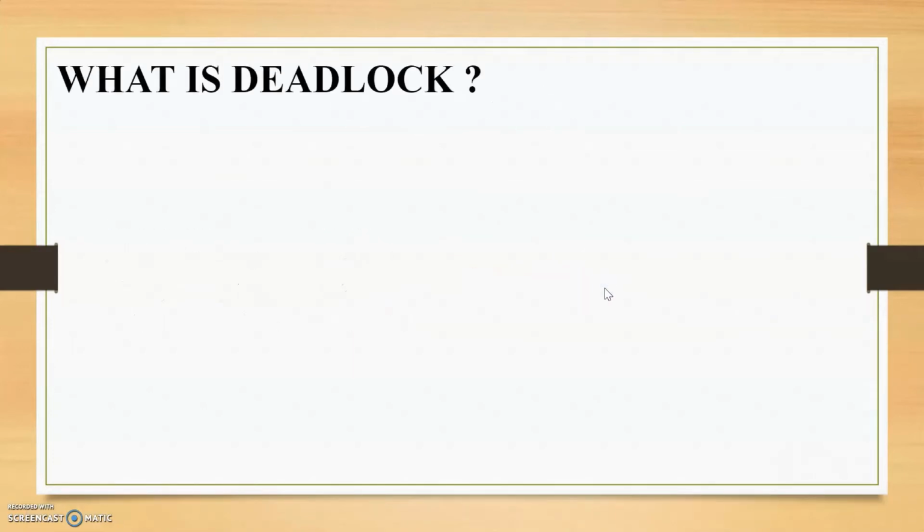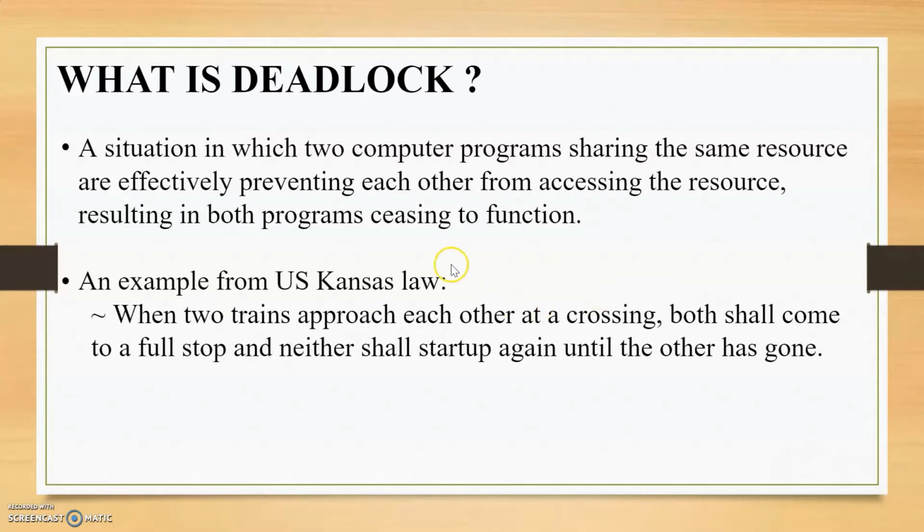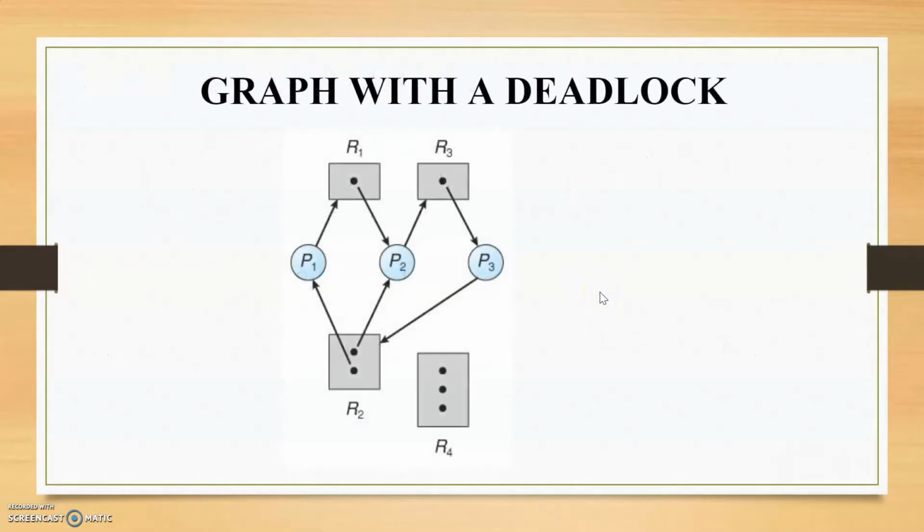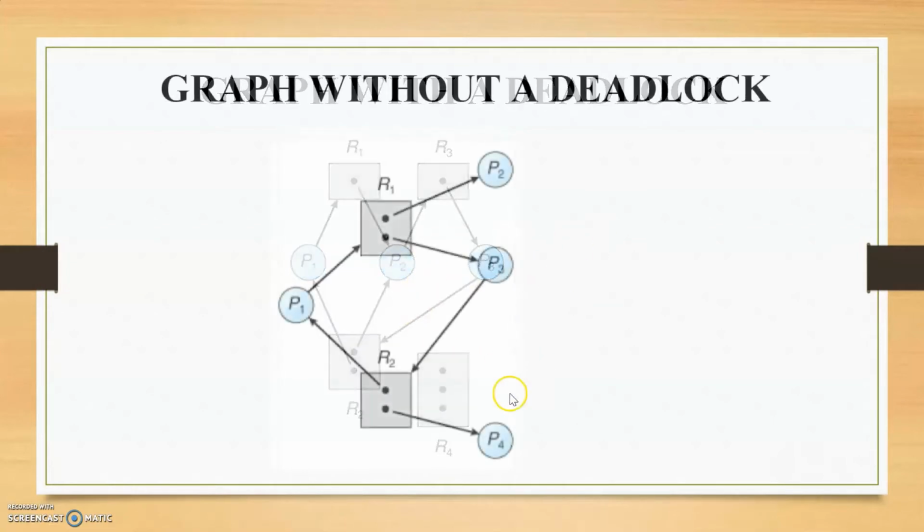So, what is deadlock? Deadlock is a situation in which two computer programs sharing the same resource are effectively preventing each other from accessing the resource, resulting in both programs ceasing to function. An example from US Canada's law: when two trains approach each other at a crossing, both shall come to a full stop and neither shall start up again until the other has gone. Here is an example of a graph with deadlock, and this is the graph without a deadlock.